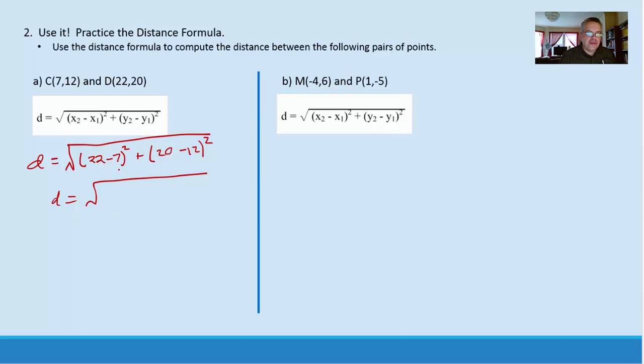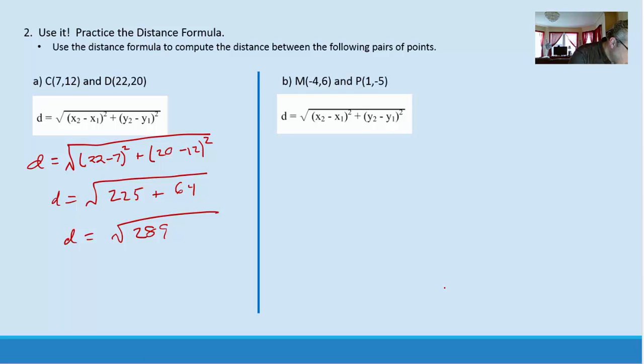22 minus 7 is 15, and 15 squared is 225. 20 minus 12 is 8, and 8 squared is 64. So I almost have it. So I get d is the square root of 289. If you actually try that, I believe that that's 17. Let me give it a try.